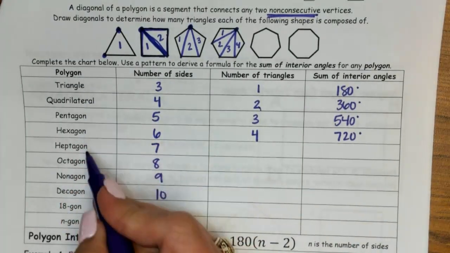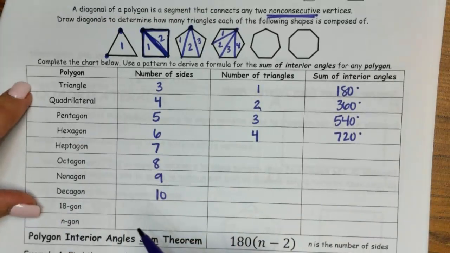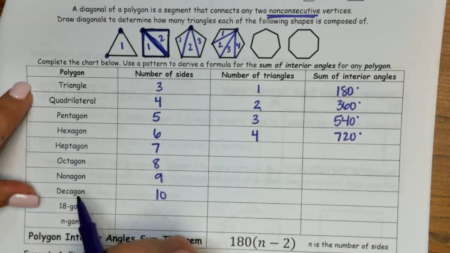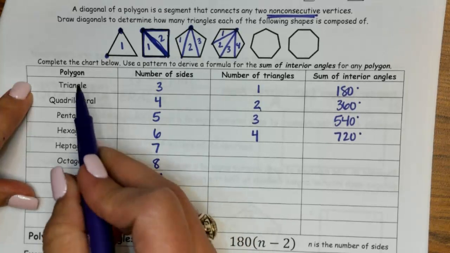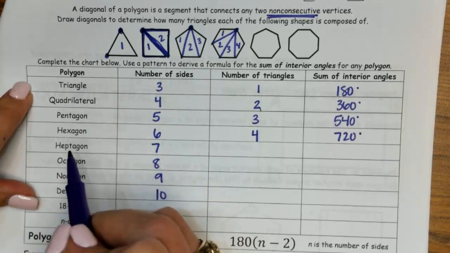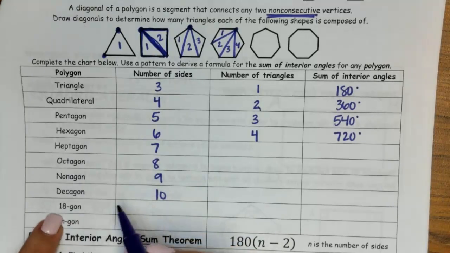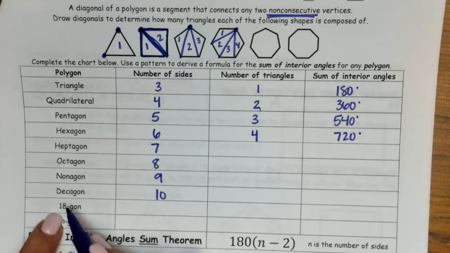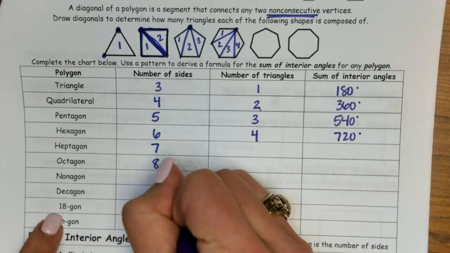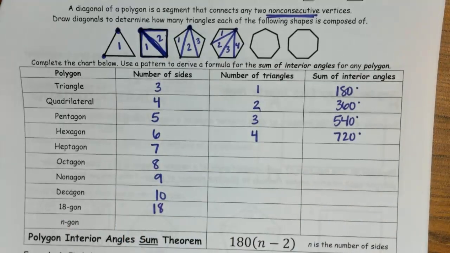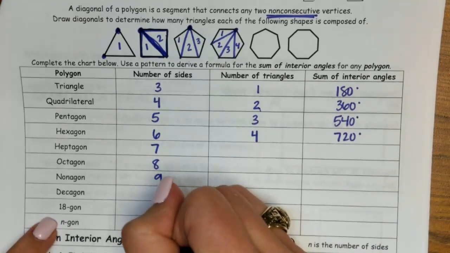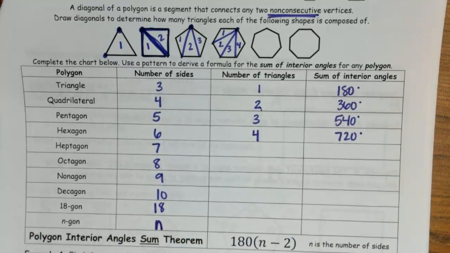You need to know these 7, 8, 9, 10 names and their number of sides. These are the ones that we're going to specify with the name, so you need to know the number of sides. Beyond 10, we're going to write it like this, 18-gon, meaning that there are 18 sides. N stands for the number of sides, okay?